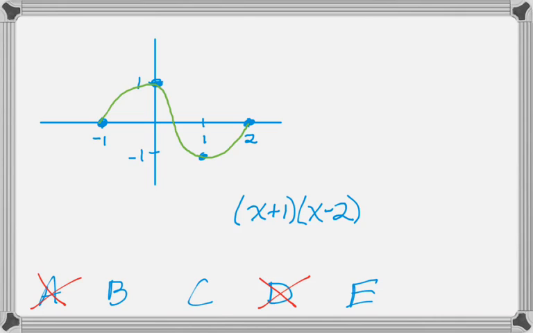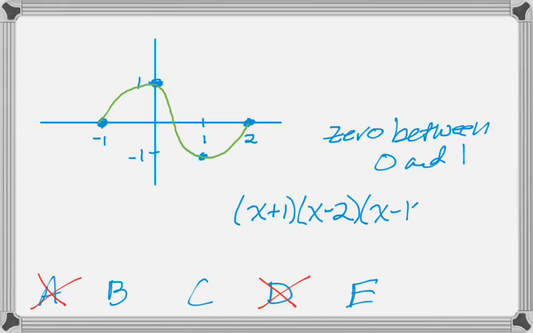The next thing that I know is that this polynomial has to have a 0 somewhere between 0 and 1. So it's got to have somewhere between 0 and 1 is 0. So this thing that I'm writing has to have another factor. So there's got to be an x minus k, where k has to be between 0 and 1.